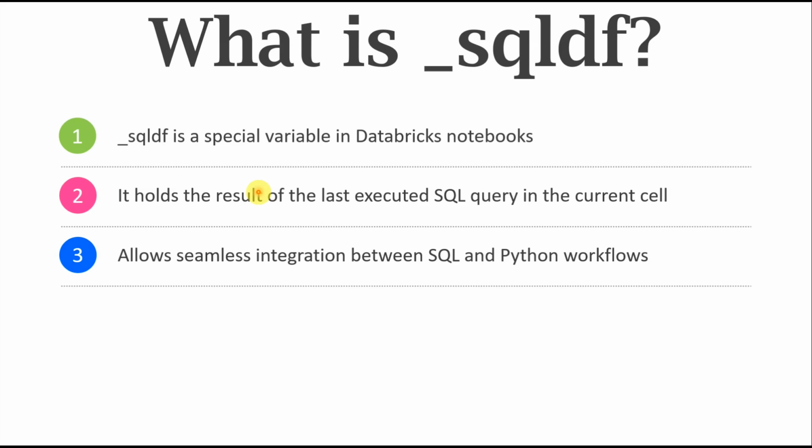Right. So coming to advantages, when we use _sqldf, we can avoid manual conversion. That is one thing. Second thing is we can reduce the amount of code, which is going to be very simple to read and maintain. And also it improves workflow efficiency because we are avoiding extra code which does not need to be executed by the Spark engine anymore.